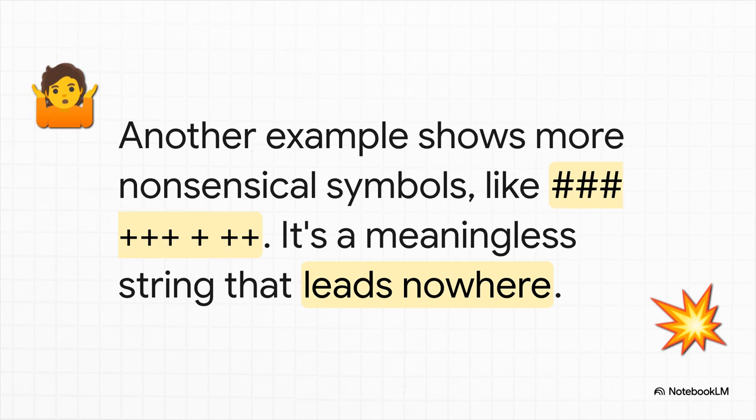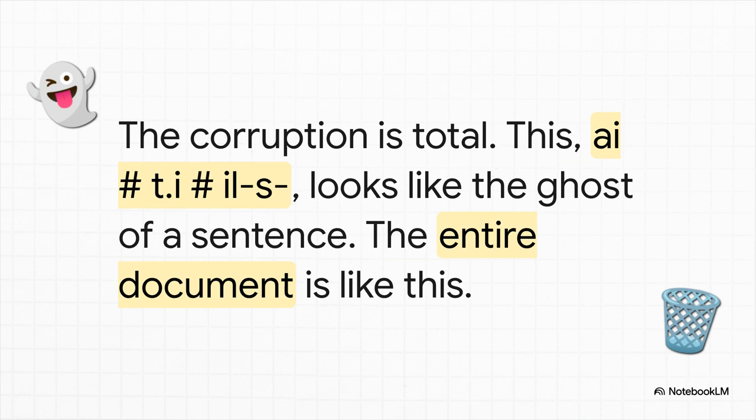And here's another bit. A bunch of symbols, plus signs. It almost looks like part of an old math problem, but it means absolutely nothing. It's completely nonsensical. This one really shows you how bad the corruption is. It's like the ghost of a sentence, a mix of letters and symbols that just doesn't make any sense. And this wasn't just one bad page. The entire document was like this.